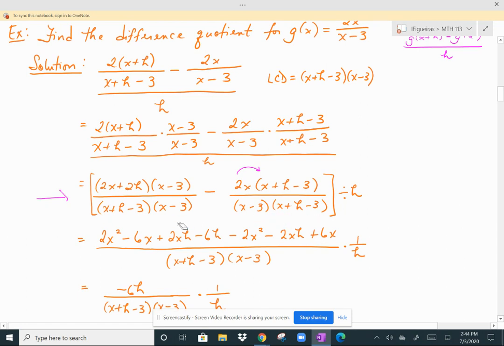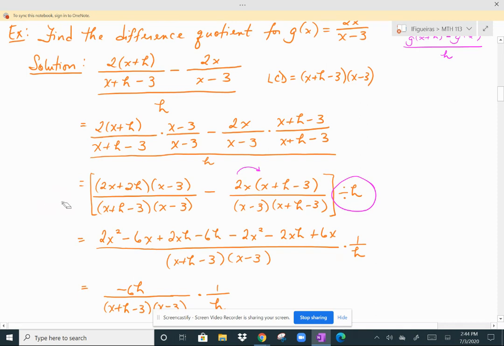Another thing I did on this line was instead of writing divided by h like this with the big fraction bar and the h in the denominator, I decided to write it like this because it's easier to explain what I do in the next line. So I want you to see what happens to the h.